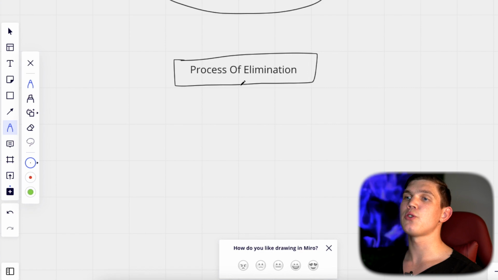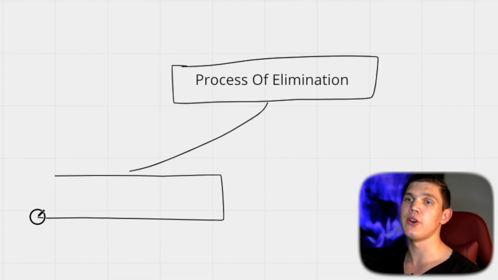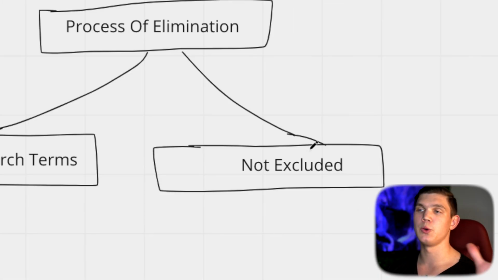So what you need to do through the process of elimination is exclude keywords that are not applicable to your product. These excluded search terms are going to tell Google that your product is not those things, whereas the ones that you leave included are going to be the ones that Google will actually go ahead and target, and these are the ones that you really want to have specific to your product.